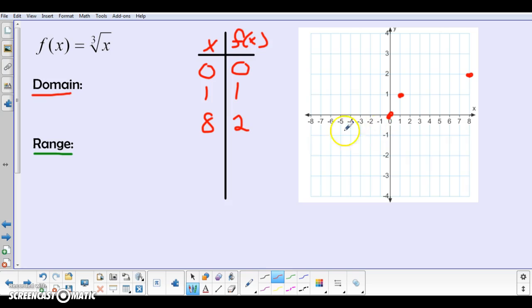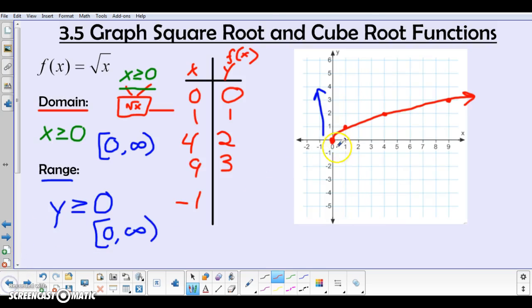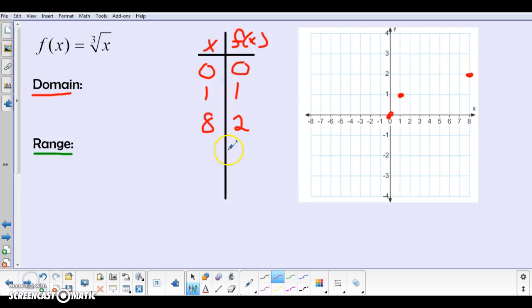Now, when I had square roots in the last video, we had just this single curve starting from a particular point, and we said negative numbers couldn't work. No output if I plug in a negative number. Well, the cube root's a little different.